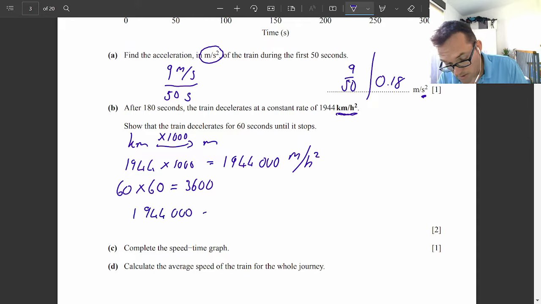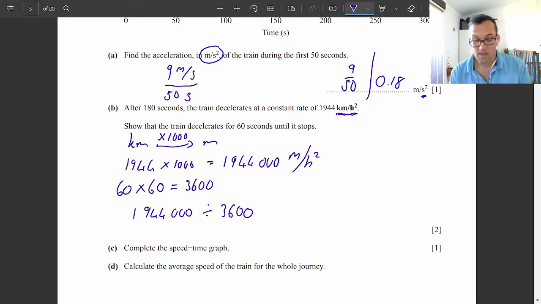1,944,000 divided by 3,600 seconds. Remember, this is deceleration. There's a square, so we square that 3,600. So let's have a go with that. 1,944,000 divided by 3,600 squared gives us 0.15 meters per second squared. That's the deceleration.